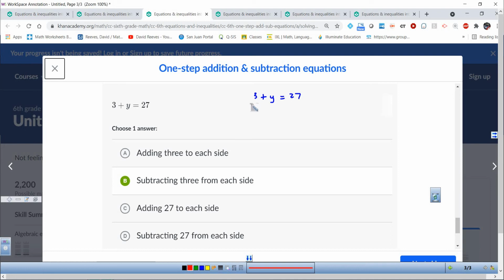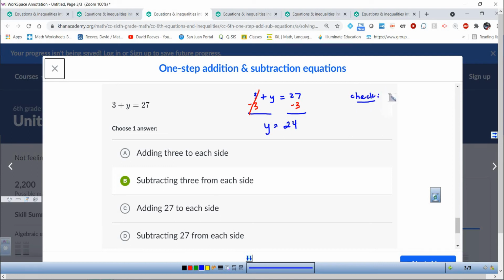And what am I going to do? I'm going to subtract 3 from each side, and when I do that, these cancel, and what do I get right here? I get y is equal to 24.